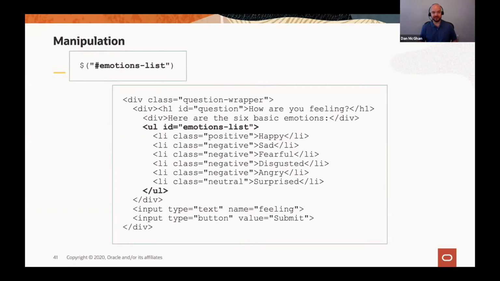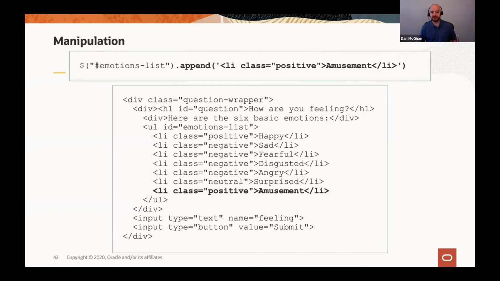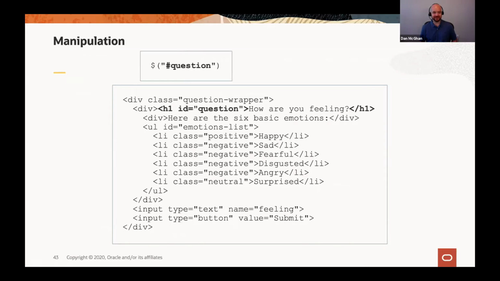Here I'm selecting the emotions list, the unordered list with that ID, and I'm appending in a new list item at the bottom. This one is amusement, which was something Paul Ekman identified later as he revisited his initial list. Finally, here I'm selecting question. Generally speaking, if you want to change the text of something, it's better to do it server-side, like in the Apex engine or application. But if for whatever reason you couldn't, then no problem. You can just manipulate that text by passing in the string that you would like it to say, and just do that at page load.